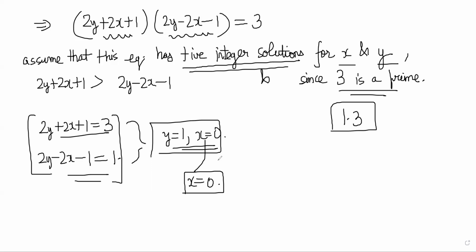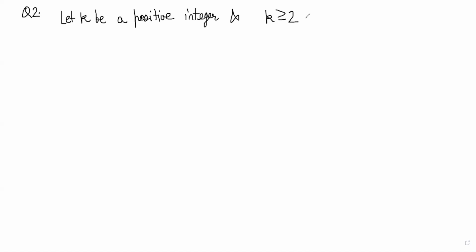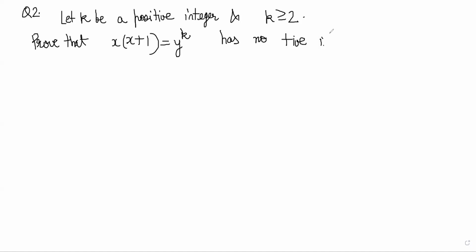So for example, if you have a question like this, question 2, here the question is, let k be a positive integer and k is greater than or equal to 2. We have to now prove that x into x plus 1 is equal to y power k has no positive integer solutions.